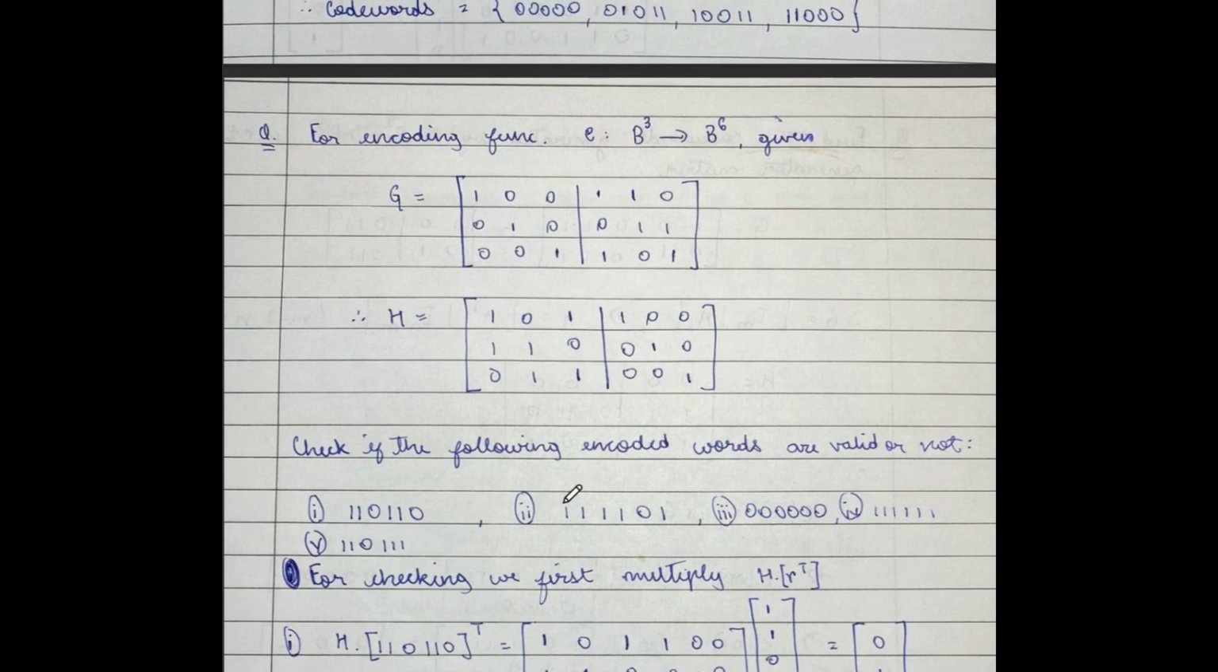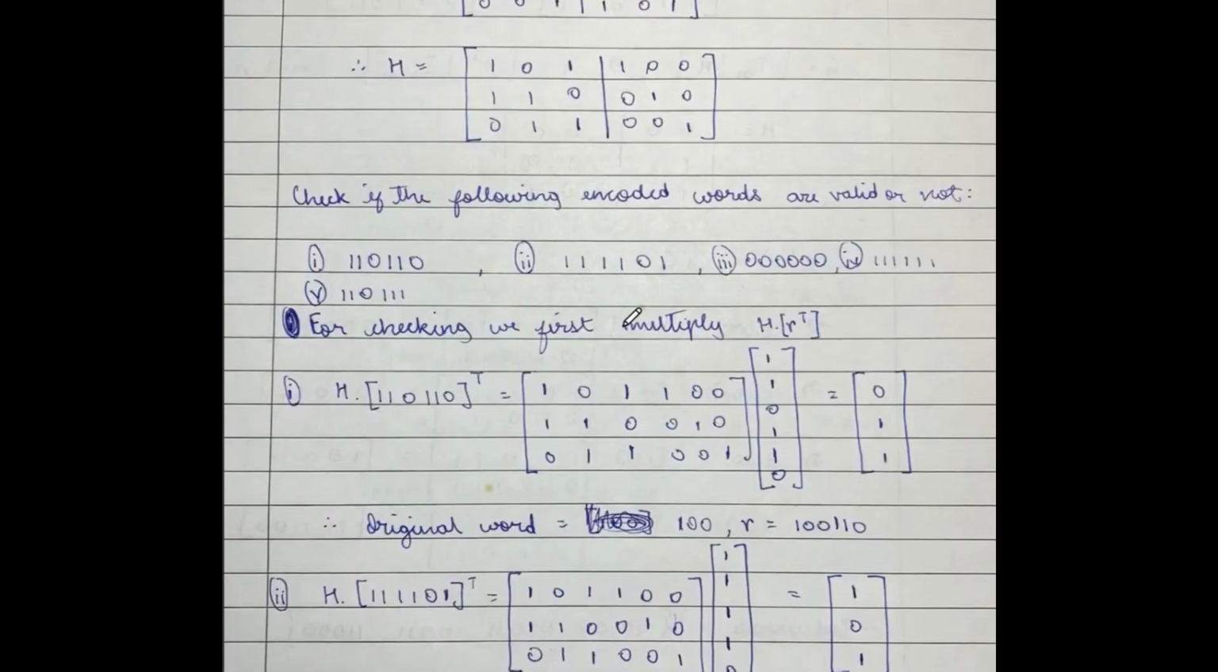Now these are the given encoded words, and we have to find out if these are valid or not. The process is very simple. R refers to these encoded words, so we have to multiply the parity check matrix with the transpose of these encoded words. In the first case, we're multiplying the parity check matrix H with the transpose of this. After we perform the multiplication, we get the answer 0, 1, 1. Now we have to look for this value inside this. As you can see, it comes in the second column.